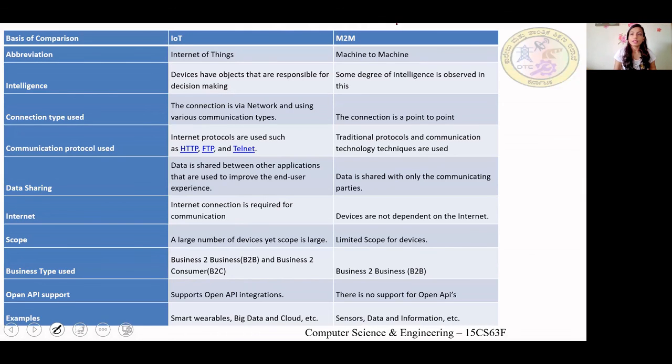Okay. So let's see the differences again in detail. Abbreviation, how is it abbreviated? IoT means Internet of Things, M2M means machine to machine. Then, how is the intelligence of the system? Who is more intelligent, IoT or M2M? Yes, IoT will have more intelligence.